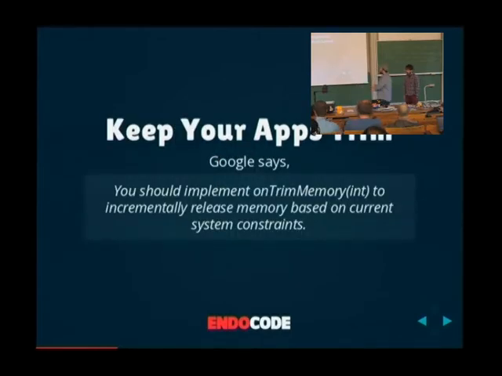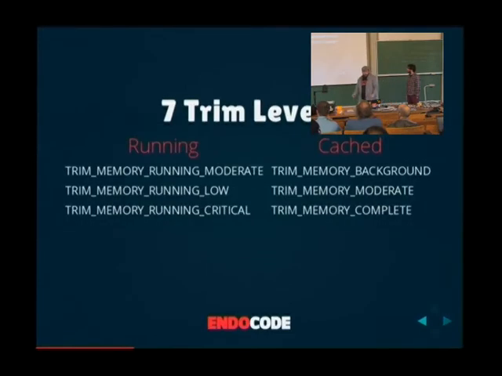So yeah, Google says you should implement onTrimMemory to incrementally release memory based on the current system constraints. Now, onTrimMemory takes a parameter, an integer, and this is actually a trim level. This will tell you basically how much pressure the system is under. You have two basic categories. You have your running apps, and then you have your cached apps. The cached apps are basically the ones in the background, and they're lower down on the LRU list to be killed if need be.